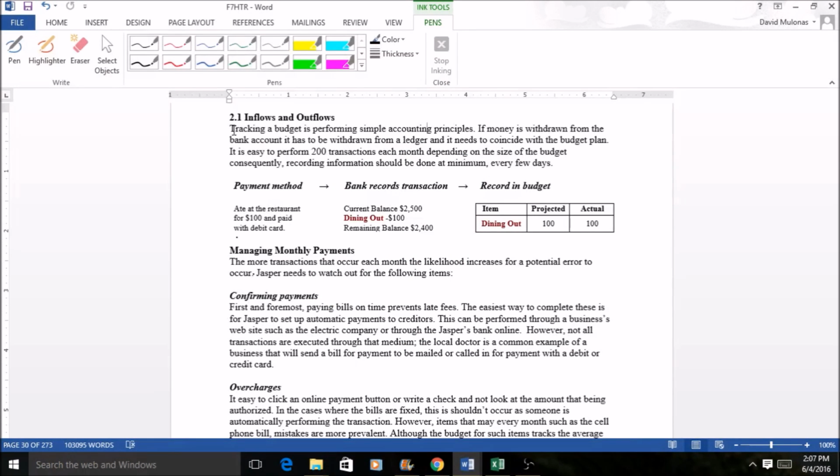Thanks for joining. We are in section 2.1, Inflows and Outflows. This is really the information that we track, that is expenses that go out of the budget every month and into the budget every month. So that would be income, for say a paycheck, or expenses such as a utility bill.